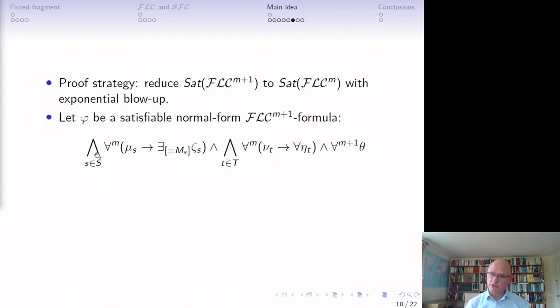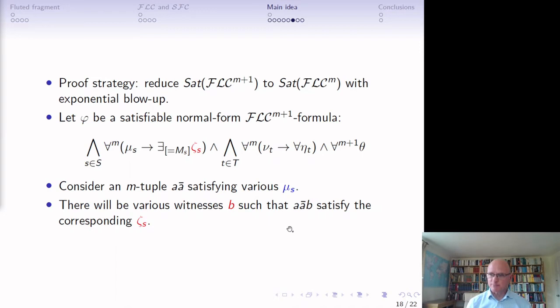Now, suppose we have a model of this normal form formula, and let's take any m-tuple of elements in this model. I'll write such an m-tuple as a bar, where a bar is an m-1 tuple, and you'll see in a moment why I do this. But it's just an m-tuple of elements. That m-tuple will satisfy various of these conditions mu s. It follows from these conjuncts that there will be various witnesses b, such that the m+1 tuple a bar b satisfies the corresponding formulas zeta s as mandated by the counting quantifiers. So various witnesses are now required. Let's draw a picture of these witnesses.